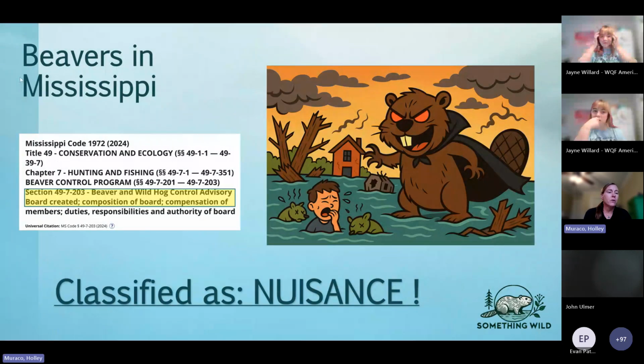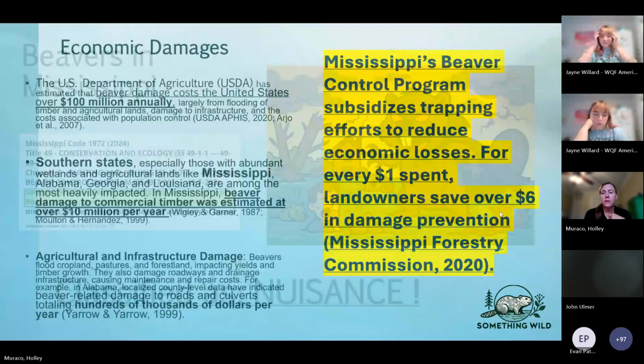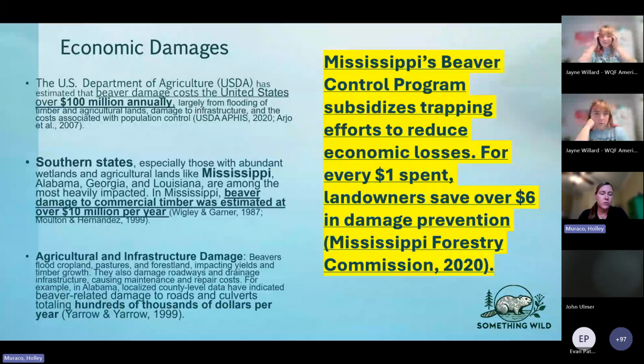So before I do, really quickly, beavers in Mississippi are classified as a nuisance. This is something so important to the state of Mississippi that they literally have beavers and wild hogs as sort of the top priority as far as nuisance species. Beavers being native, wild hogs, of course, not being native. Beavers are a significant problem in Mississippi, specifically because of, let me see if I can get to the next slide here. There we go. Economics. It all comes down to money.